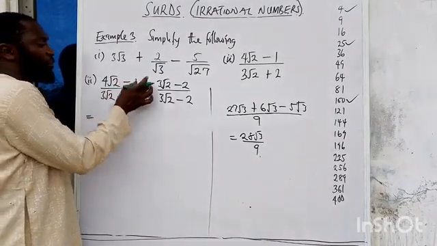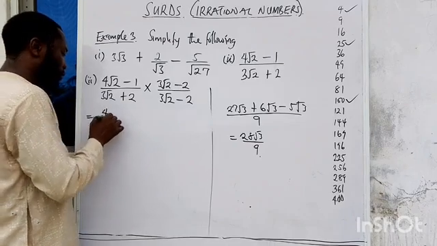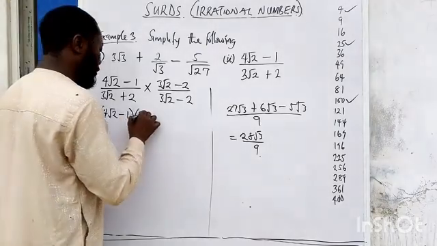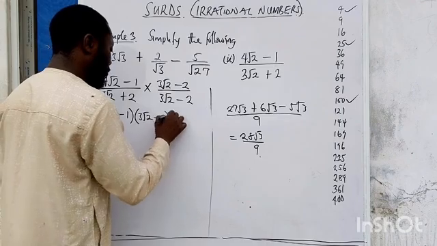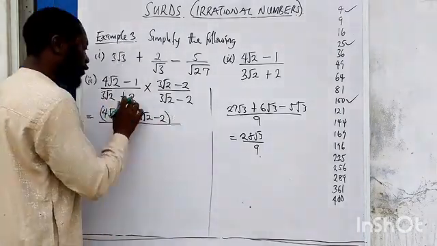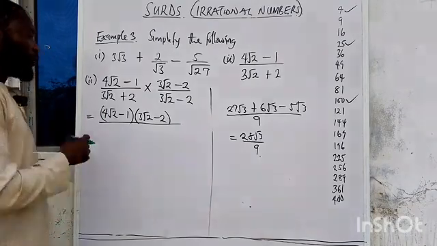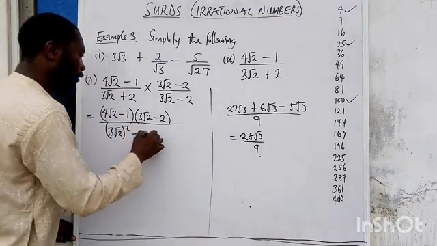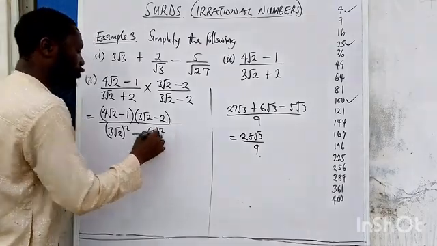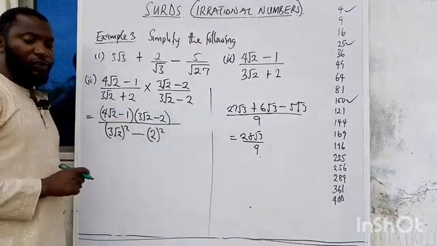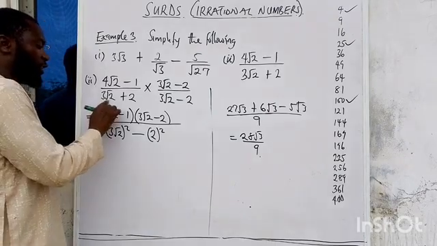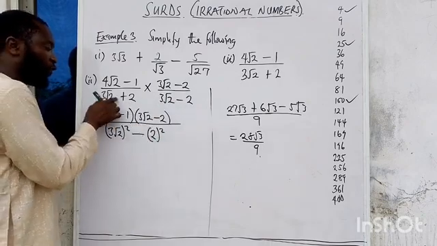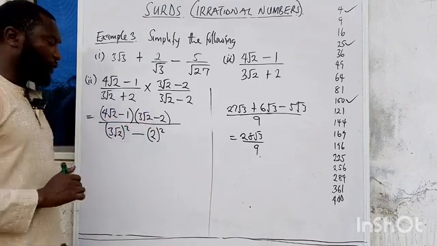Now here we are multiplying this by this. So I will just write 4 root 2 minus 1 multiplied by 3 root 2 minus 2. Everything divided by the product of the conjugate. When you are multiplying two conjugates together, that simply means the square of the first number minus the square of the second number, which is 2. Because this is just the case of a difference of two squares, the same value but the sign is different, the square of the first number minus the square of the second number will be your result.